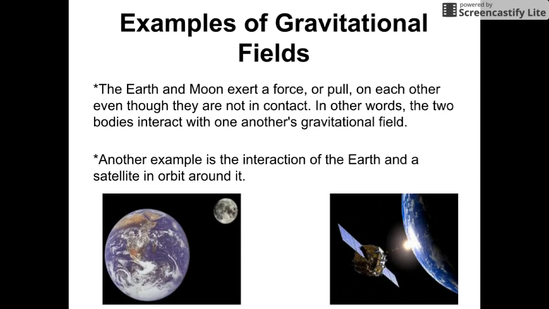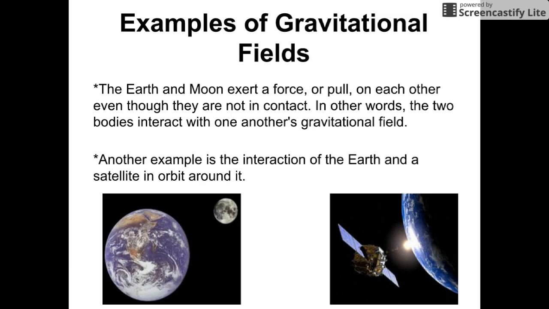Some gravitational fields that you're probably familiar with are the Earth and the Moon. The Moon is pulling on the Earth and the Earth is pulling on the Moon. Luckily, the Moon is traveling at just the right speed that it is constantly moving slightly ahead in its orbit to overcome that pull of gravity to pull it back to the Earth. But if it were to slow down, gravity would overcome the forward motion and it would pull the Moon to the Earth's surface.